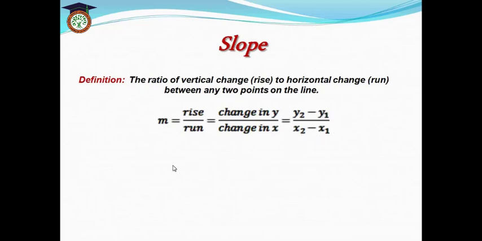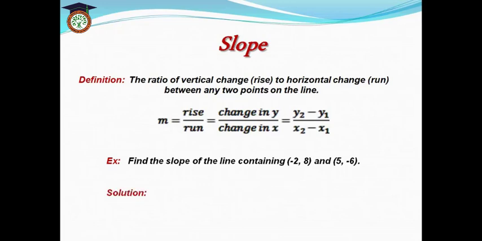Let's see an example. Find the slope of the line containing the 2 points (-2, 8) and (5, -6). By substituting in our formula, we will find that the slope equals (-6 minus 8) over (5 minus -2). So -6 minus 8 equals -14, and 5 minus -2 means 5 plus 2, which equals 7. By simplifying, -14 over 7 equals -2.